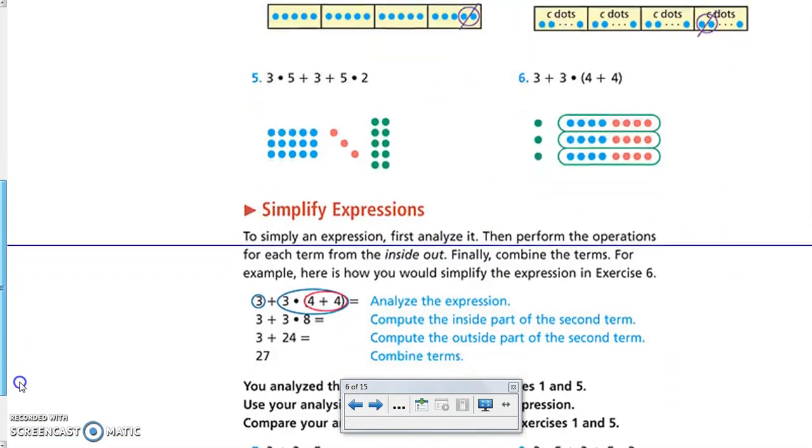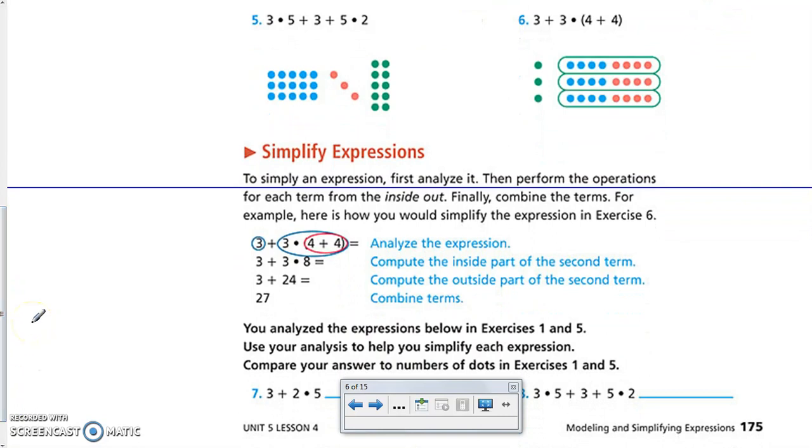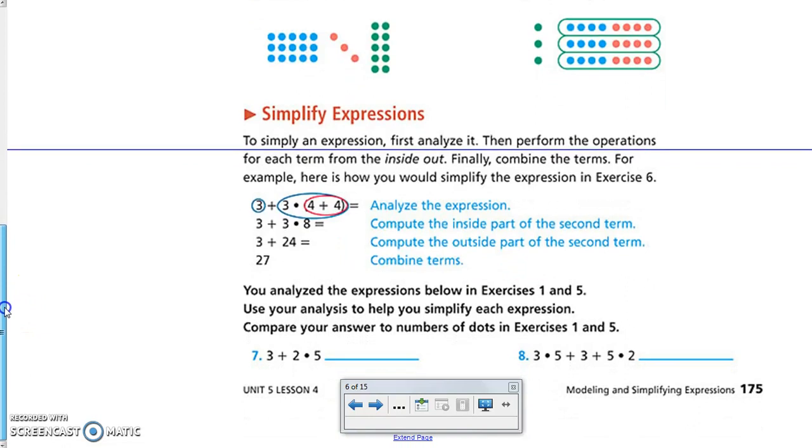Going down here, it talks about simplifying expressions. You guys have been doing that for a long time. That's basically when we solve it. So it's just using PEMDAS to solve it. You could analyze it if you wanted to. Analyzing is just another way of showing order of operations.